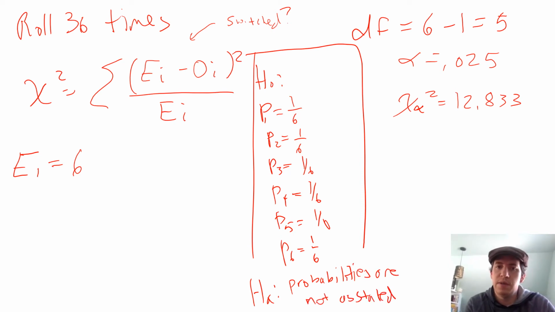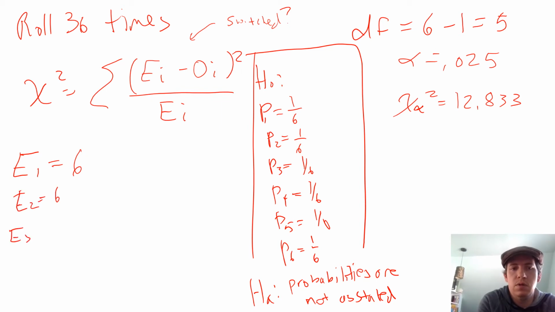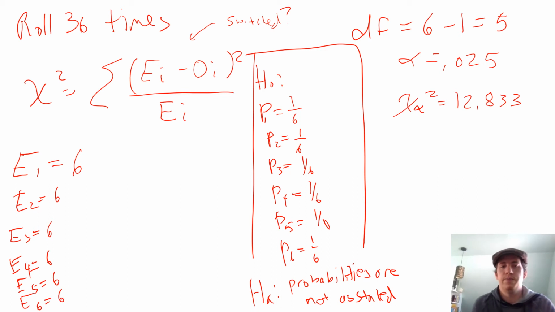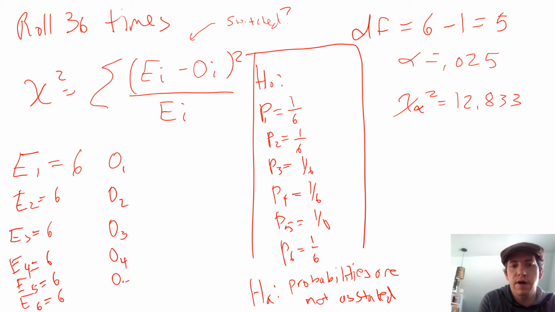So from the null hypothesis, I'm given a probability, and if I multiply that by the number of times I roll, I get my expected. So my expected 2 is equal to 6, my expected 3 is equal to 6, my expected 4 is equal to 6. My expected 5 is equal to 6. And my expected 6 is equal to 6. Now I need my observed. Observe 1, observe 2, observe 3, observe 4, observe 5, and observe 6.